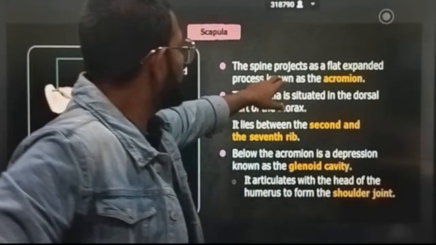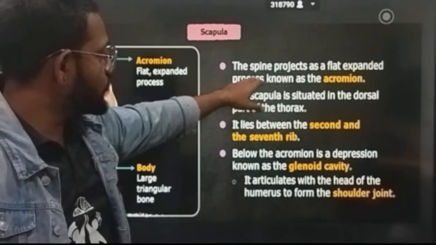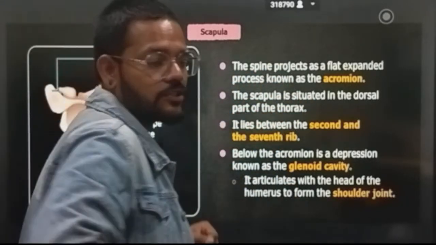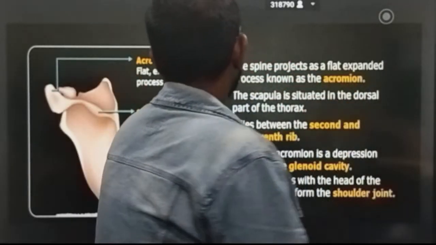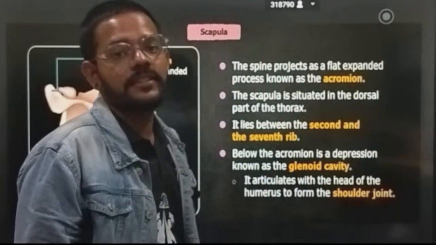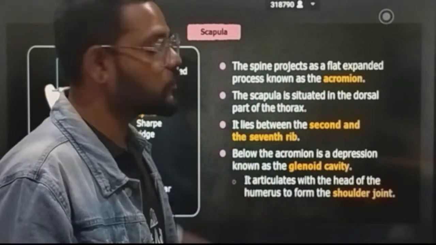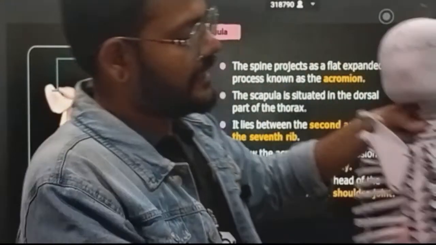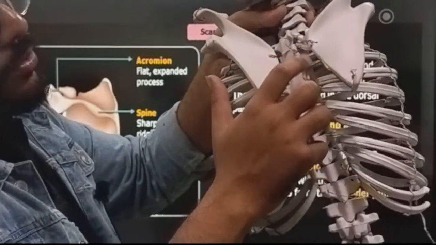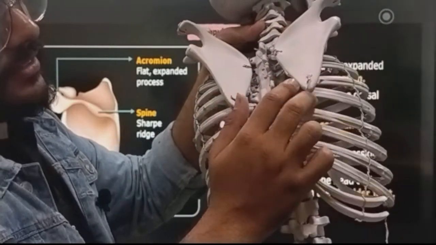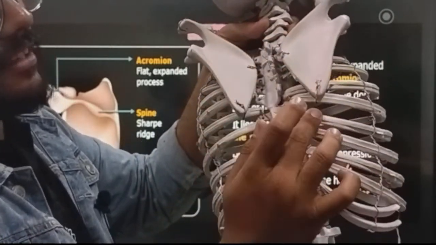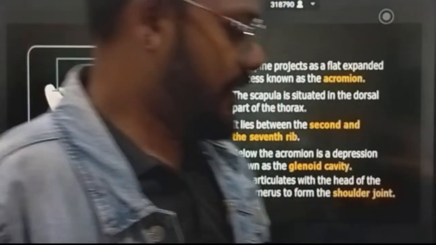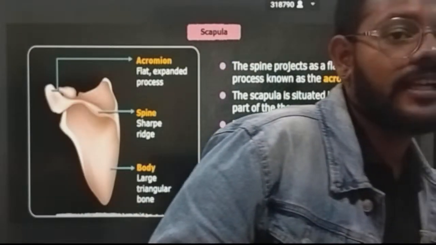The scapula is situated in the dorsal part of the thorax. Dorsal means this side. It lies between the second and seventh rib. You can see here 1 2 3 4 5 6 7. These are the seven ribs over which the scapula extends. This is how long the scapula is.